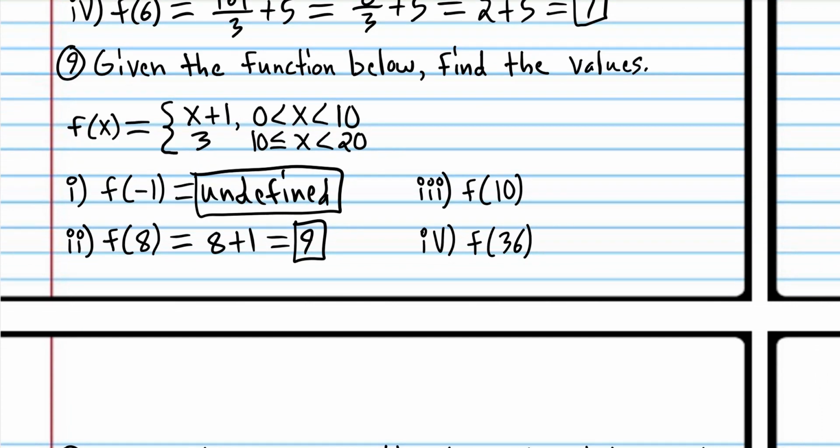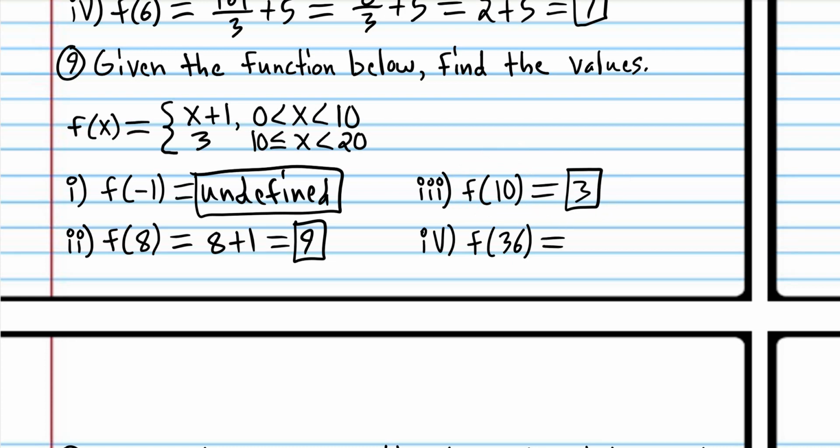So now we're going to try to plug in 10. And notice that when x is between 10 and 20, or equal to 10, we use this equation. So that means when x is equal to 10, or between 10 and 20, the output, the y value, is always going to be 3. So the answer is just 3. If you had f of 11, f of 12, f of 15, f of 19, f of 19.9999, the answer would always be 3.